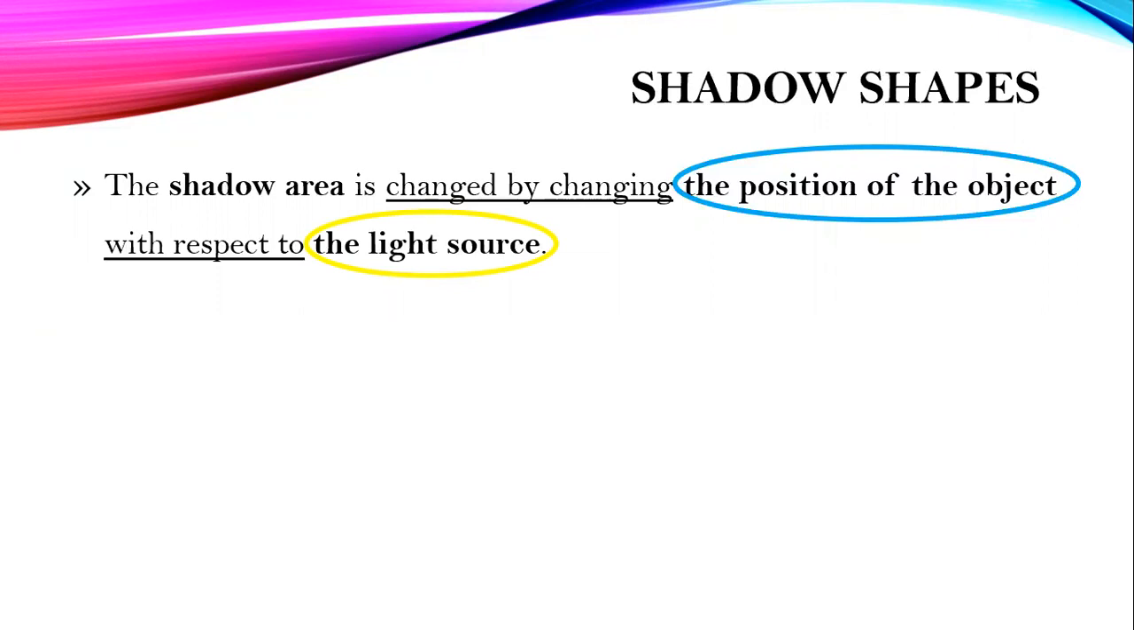With respect to the light source means that I'm going to fix the place of the light source and I'm going to change the position of my object. This way, I'm going to change the size of the shadow area.